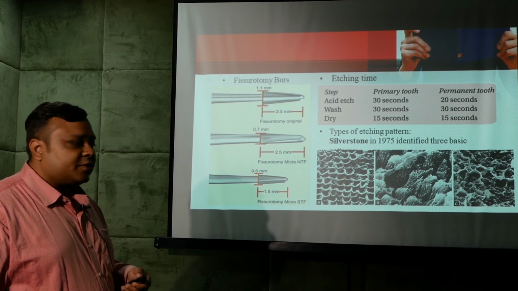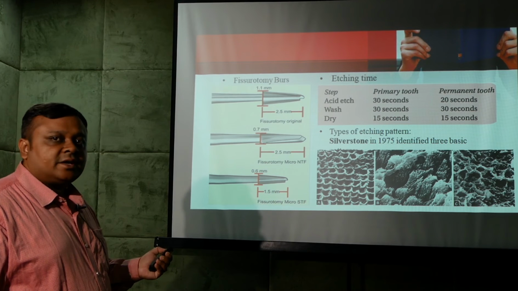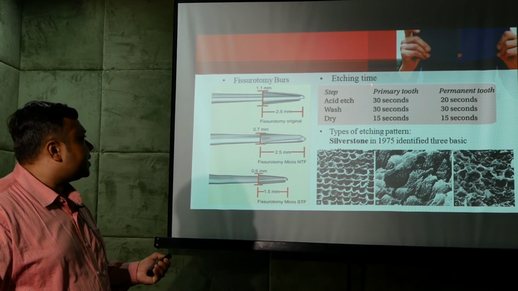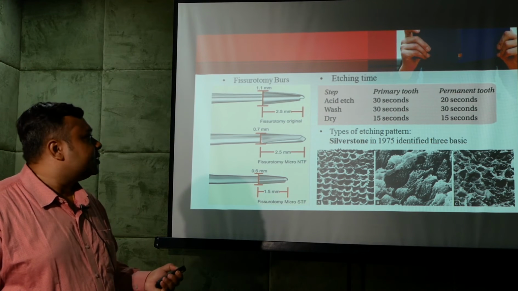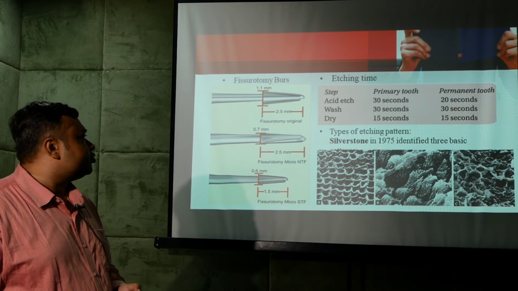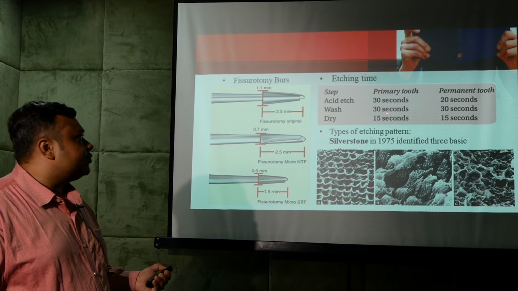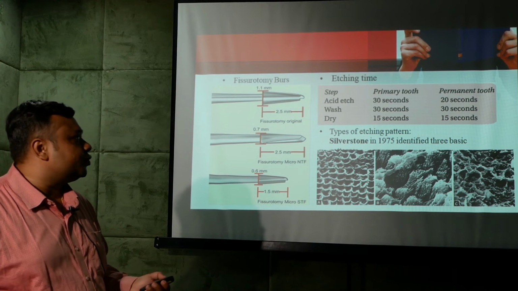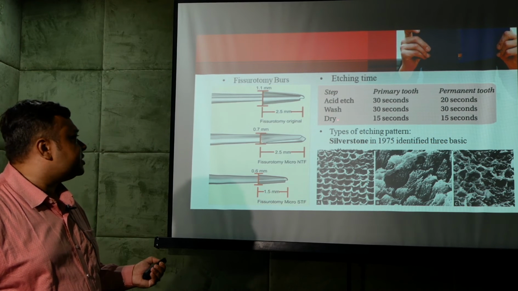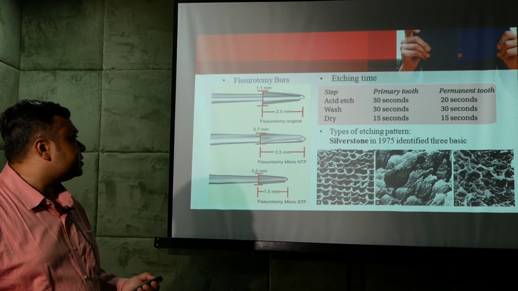Again, like I previously told, the etching time varies based on the tooth. For the primary tooth, it is recommended that 30 seconds should be the etching time. For the permanent tooth, it should be etched for 20 seconds. Then it is washed with water for 30 seconds, both primary and permanent. Copious irrigation should be done, copious washing with water, and then dried for 15 seconds.